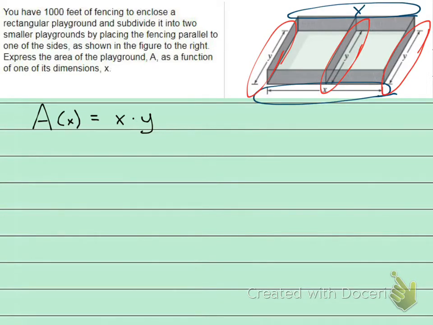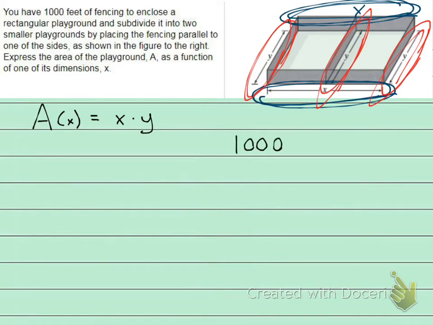If you look at the fencing, our fencing here is 2 x's, right? 2 lengths of x, 1 bottom and top, and 3 lengths of y, left, middle, and right. So that's going to give us another equation here. So we know that 1,000 equals the left y plus the middle y plus the right y plus the top x plus the bottom x. So 1,000 equals 3 y's plus 2 x's.